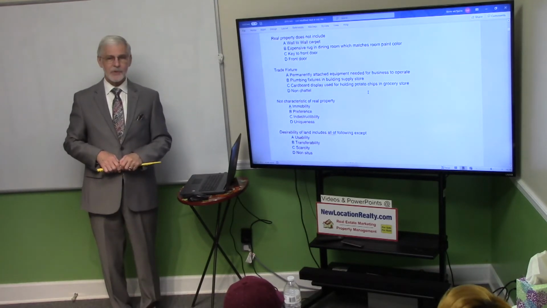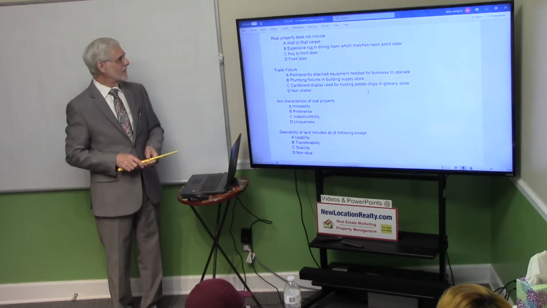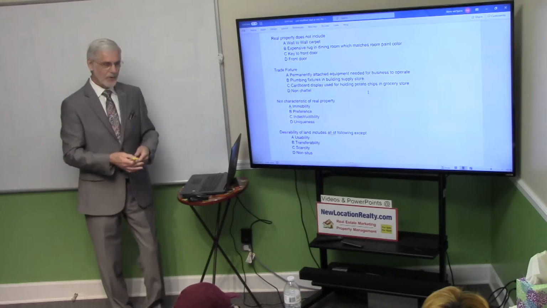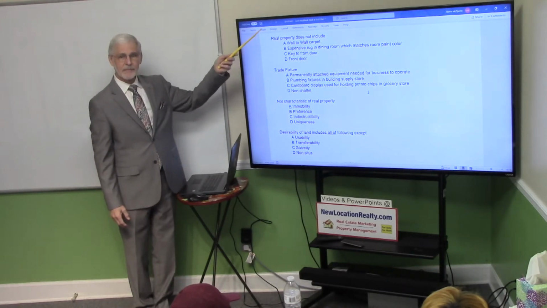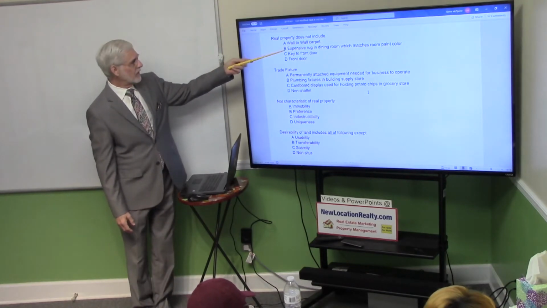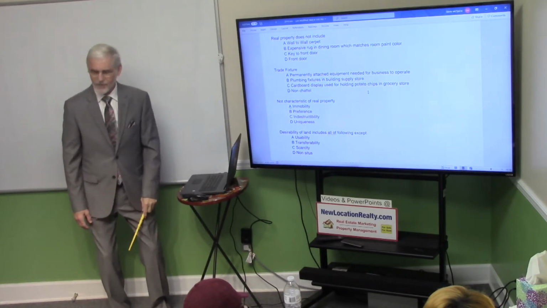Now we're going back to real property again, so review that for a second. We're going to say it includes. That's the way you want to look at it. Does real property include wall-to-wall carpet? Yes, because it's a part of it now. Does it include the expensive rug in the dining room which matches the paint color? No, that's not included.